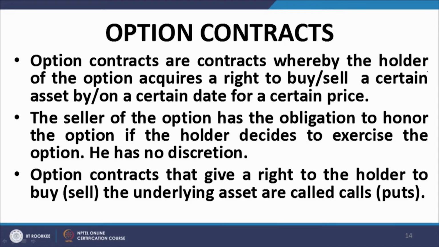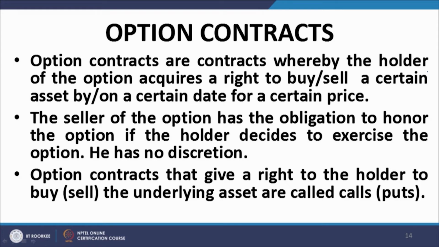So, let me now read it out. Option contracts are contracts whereby the holder of the option acquires a right to buy or sell a certain asset by or on a certain date for a certain price. Let me repeat this. Option contracts are contracts whereby the holder of the option acquires the right to buy or sell a certain asset by or on a certain date for a certain price.